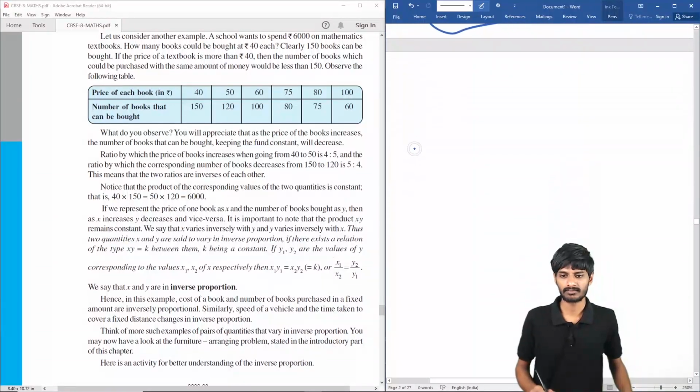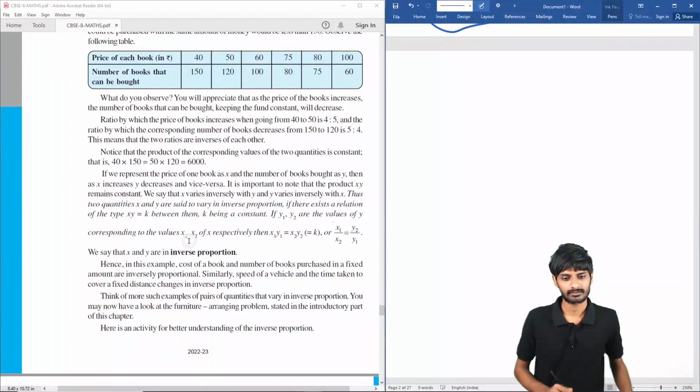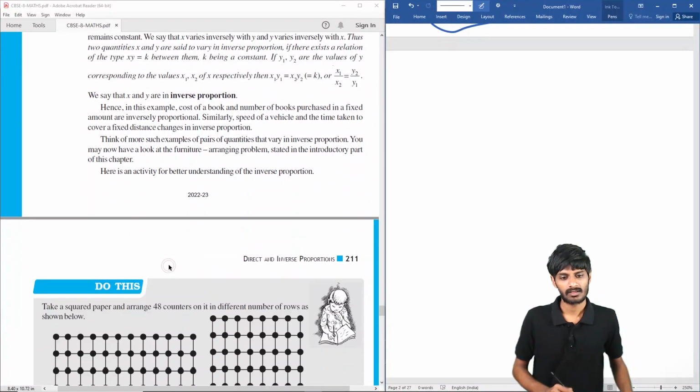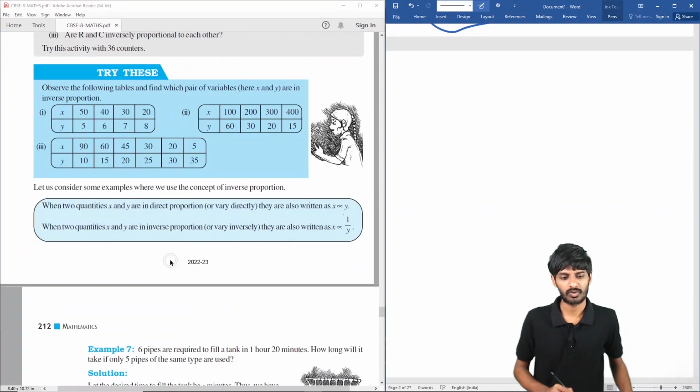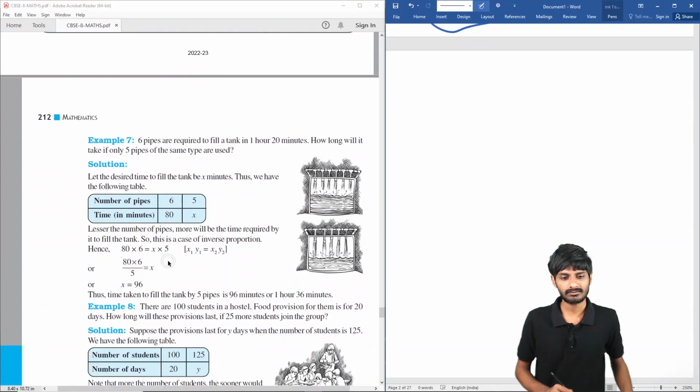Okay students, so that is inverse proportion. We will solve some problems.